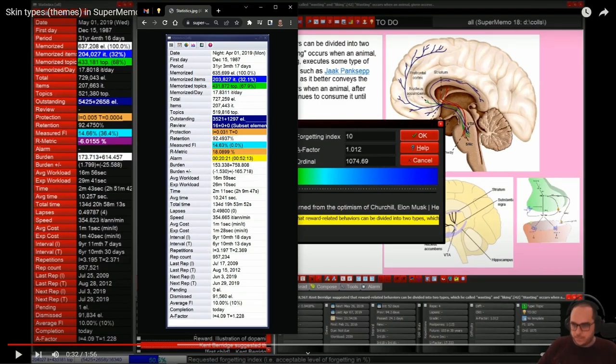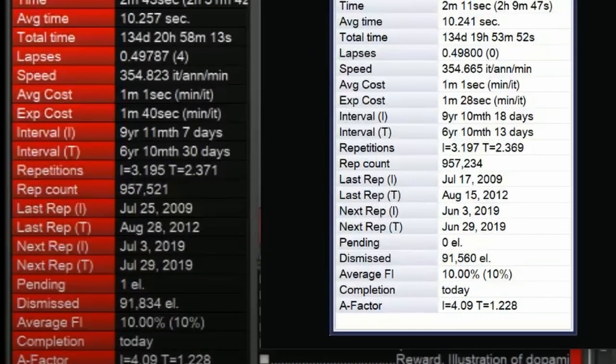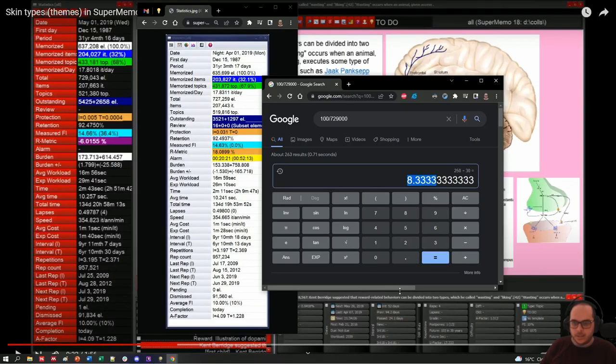Now, let's continue. The repetitions per item is surprisingly low, because this is on its lifetime. That means that in all his collection, he has 2,300 items memorized. And when you count repetitions overall, that is only for items, not for topics. So let's do the math here. Now I see that the math is not adding up.